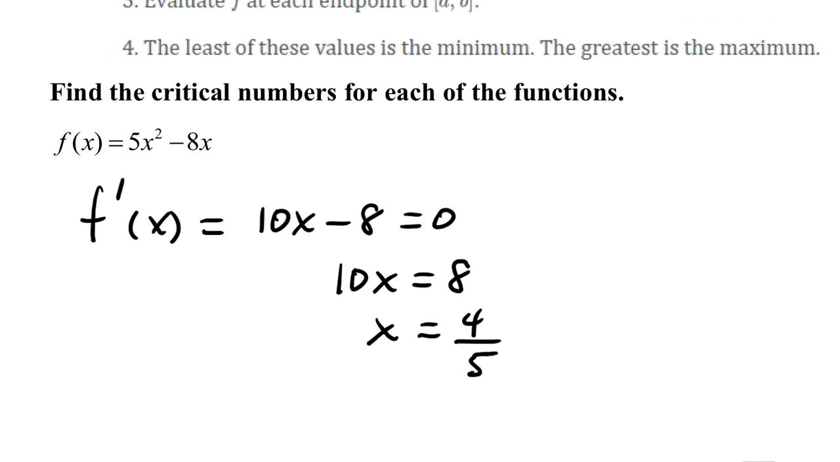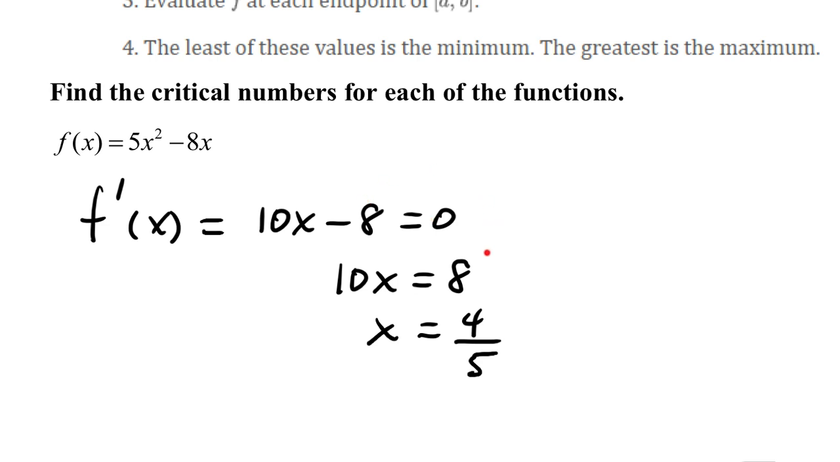So let's look at this first example, find the critical numbers for each of the functions. We're going to start out with the function 5x squared minus 8x. Using power rule to take the derivative, f prime of x is going to be 10x minus 8. 10x minus 8 is defined for all values of x, so this derivative is never undefined. We can, however, find out when it's equal to 0.